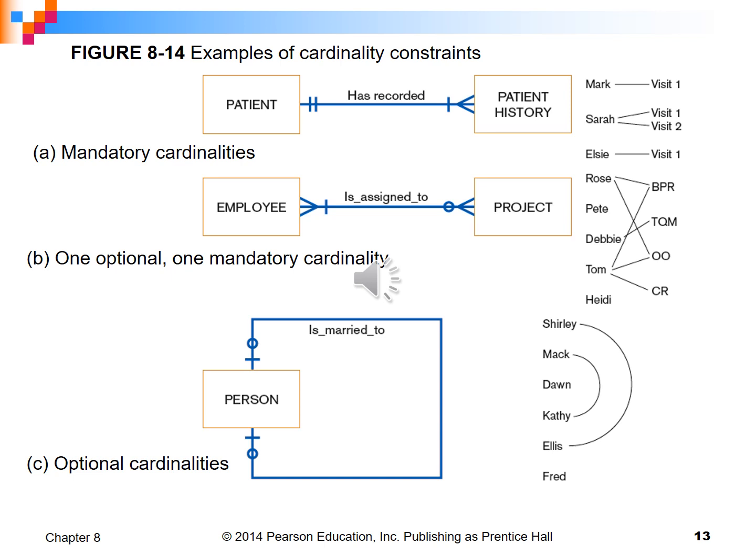The third one is optional cardinality on both sides. It's like a person is married to a person. We have, like here, Kathy and Mac. We have Alice and Shirley. Those are married. We don't have Fred and Don, they are not married. And probably none of them are really married to each other in that entity person. So it is optional cardinality.